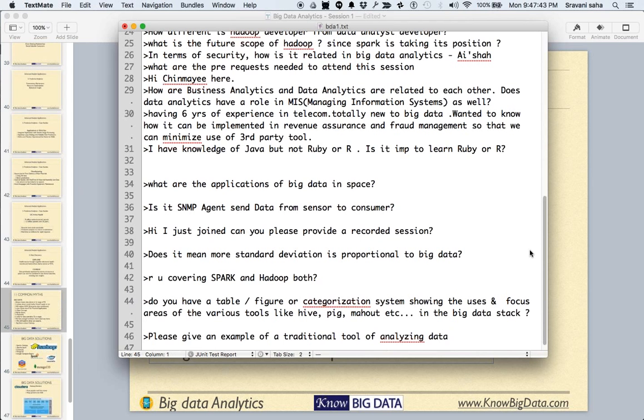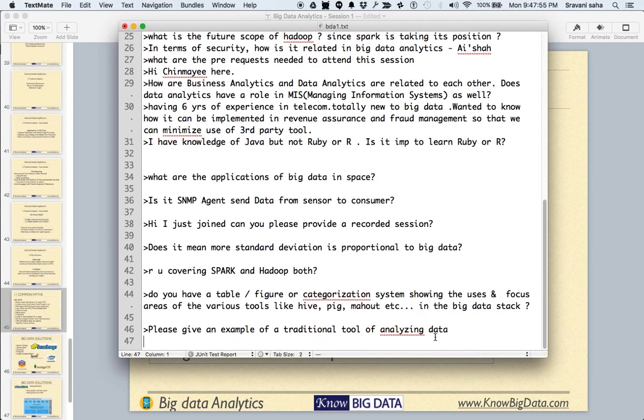So there's a question from Darshan. Darshan is saying, do you have a diagram showing various tools like Hive, Pig, etc. in the Big Data stack? Yes, I do, but not as part of today's session. It'll be in the second session.